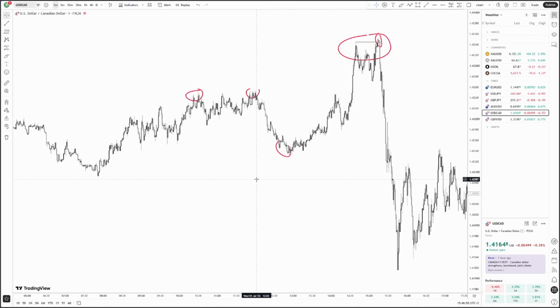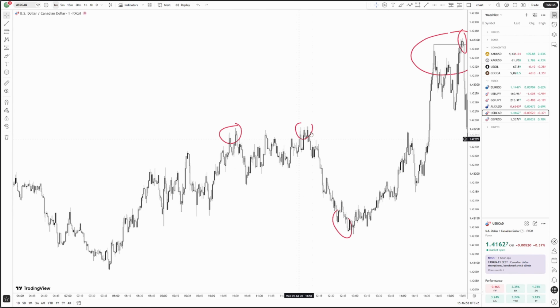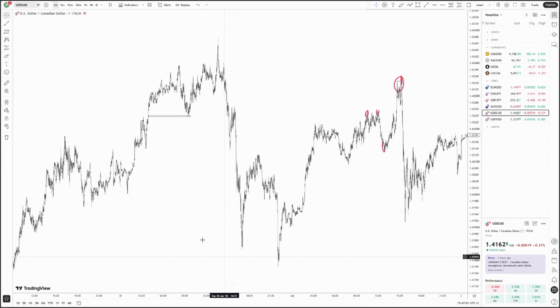I look for this all the time. And it doesn't just work on small scale. It works on large scale too. This is also a shallow low. There. This move right there.